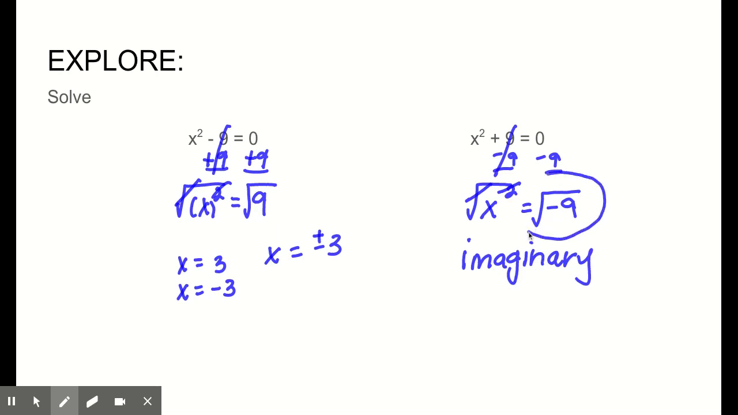Given that we've been talking about radicals in this unit, we're now going to look at taking the square root of a negative number to get those imaginary number answers.